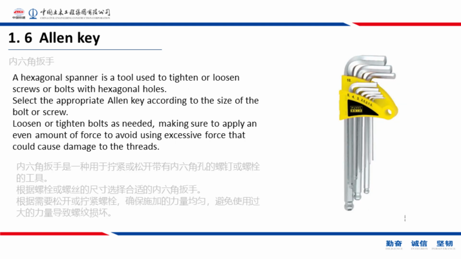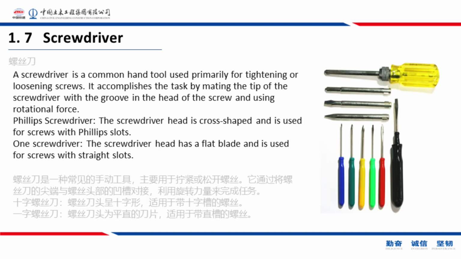PPT 9. 1. Allen key. A hexagonal spanner is a tool used to tighten or loosen screws or bolts with hexagonal holes. Select the appropriate Allen key according to the size of the bolt or screw. Loosen or tighten bolts as needed, making sure to apply an even amount of force to avoid using excessive force that could cause damage to the threads.